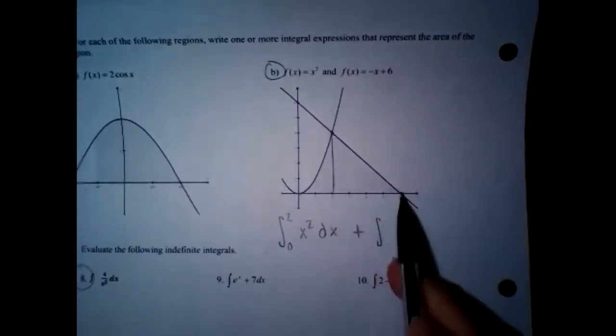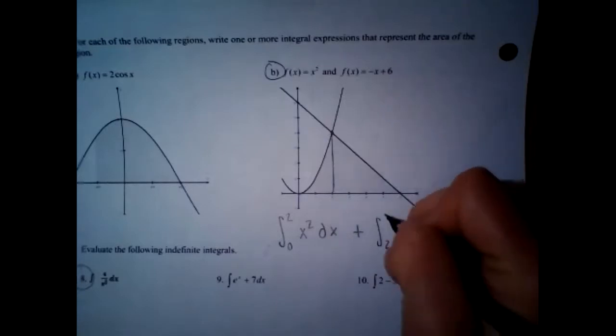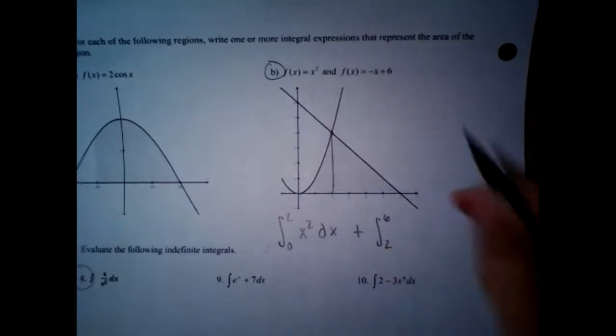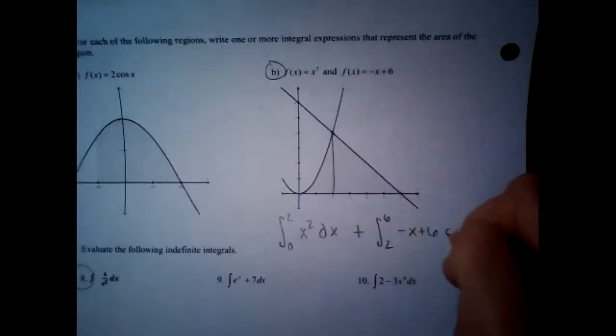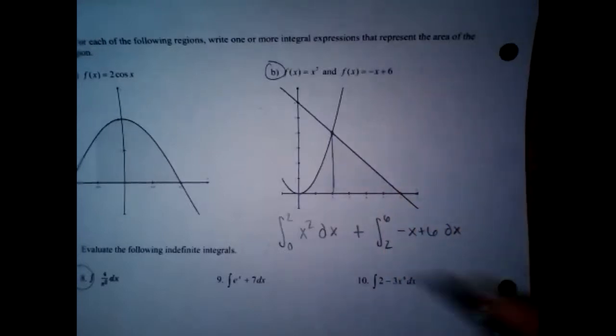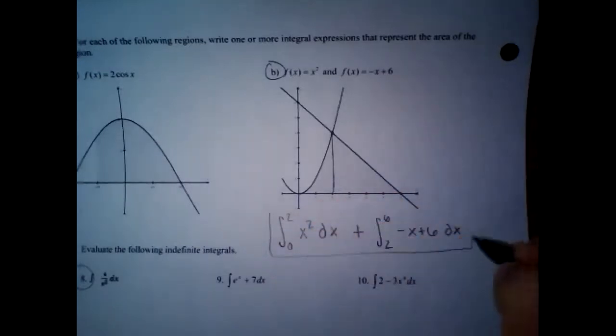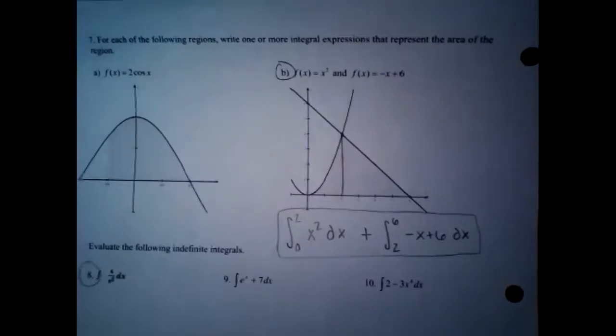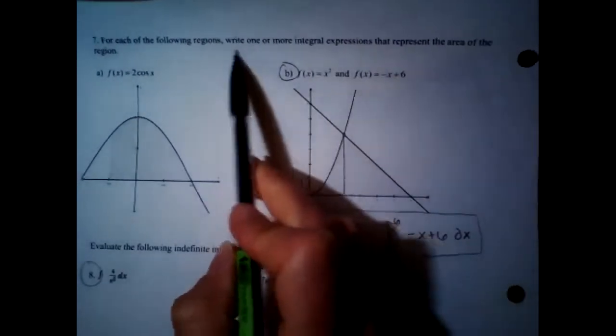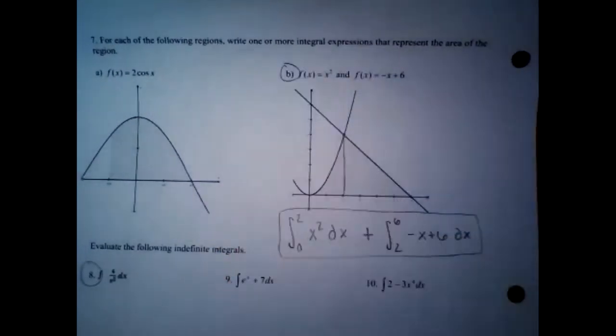So that would be from 2 to 6. And that is under the line, which is this negative x plus 6 dx. And that's all I'm asking for. The common mistake people make with this one is that they then try to do something with it. Don't. All I'm asking you to do is write the integral, write one or more integral expressions. Right? So that's all you have to do.